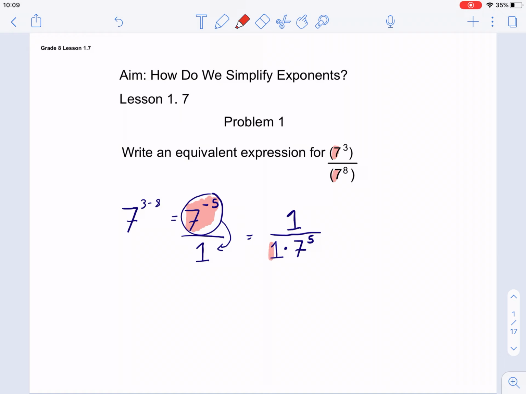Now since multiplying by this 1 does not change anything, I can just get rid of it. So I have 1 over 7 to the 5th power. So this is the expression written with a positive exponent.